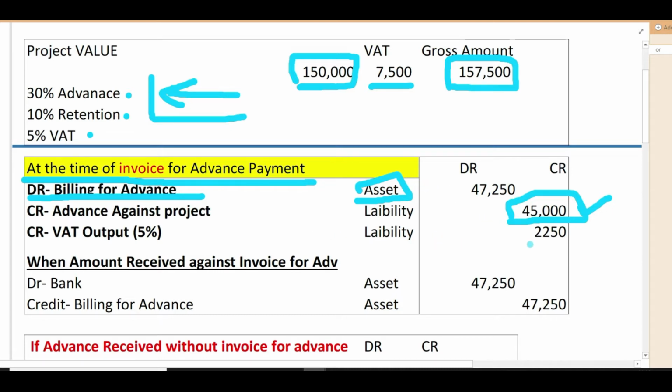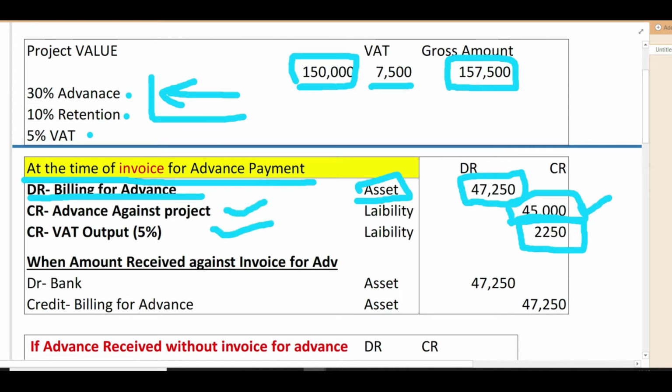You have created an intermediary account, billing for advance payment, asset debit. And what will be the credit? Because you are also charging VAT. 5% of this amount is 2,250. So 47,250, you will book as an asset, billing for advance, and you will credit the liability account and credit the VAT output account.